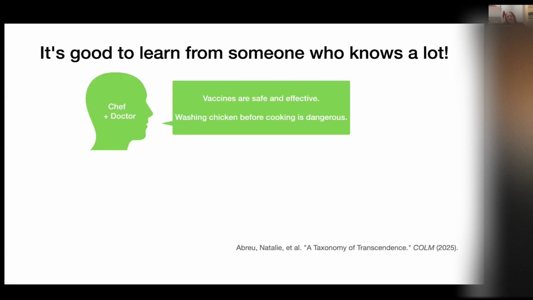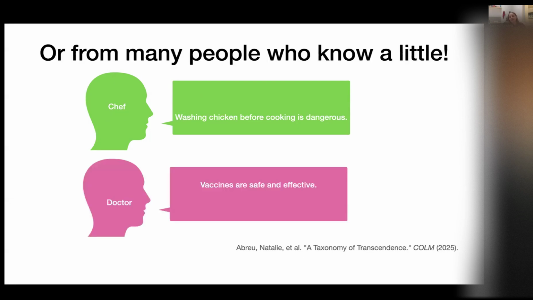So let's talk a little more about this connection again between diversity and transcending the people you're trained on, right? So now maybe you're trained from a really, really smart person who knows a bunch of stuff. They're a doctor who also is a chef, and they know that vaccines are safe and effective, and they also know that you shouldn't wash chicken before you cook it. And they love talking about this on the internet. They love these 2 facts, and they love saying them. You could learn from them.